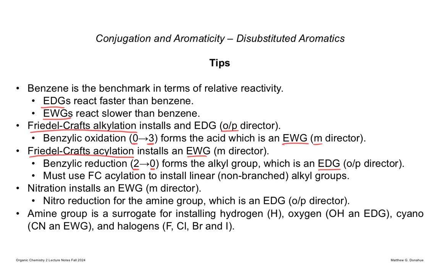So acylation is always used to install the linear side chains. Nitration installs an electron withdrawing group, which is a meta-director. You can switch the polarity by reducing it to form the amino group. That's an electron donating group. And the amine then is a surrogate for installing H, OH, CN, or halogens onto the ring.